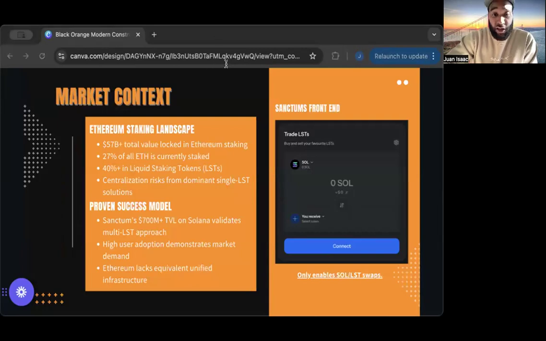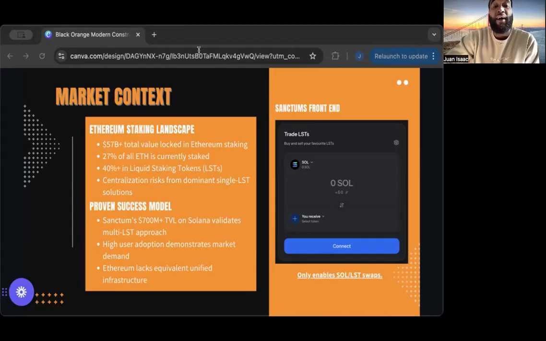Just like Sanctum achieved 700 million plus TVL on Solana, we're targeting Ethereum's massive $57 billion staking market, where the infrastructure is desperately needed. Let me quickly paint the picture. 27% of all ETH is staked. Over 40% of that is in LSTs. But unlike Solana, Ethereum lacks a unified LST infrastructure. This leads to fragmented liquidity and high friction. The problem? Converting and staking LSTs require multiple complex transactions, creating high barriers for users and protocols alike.